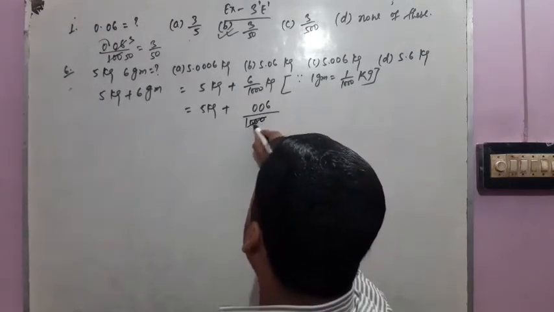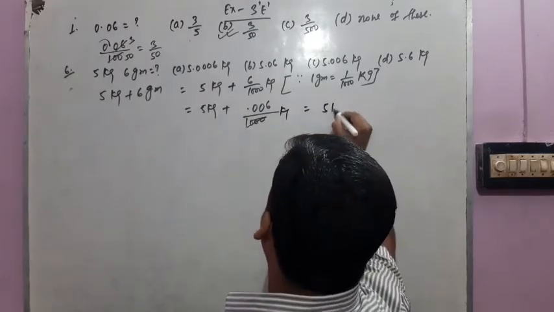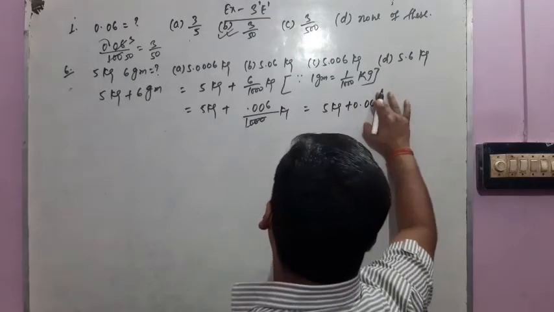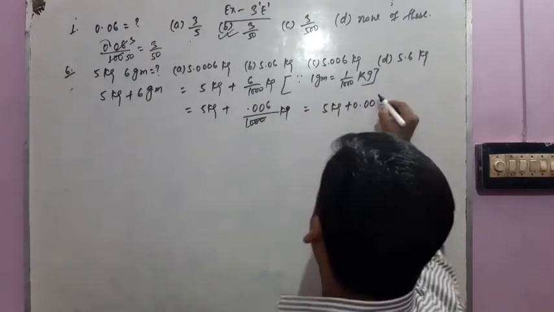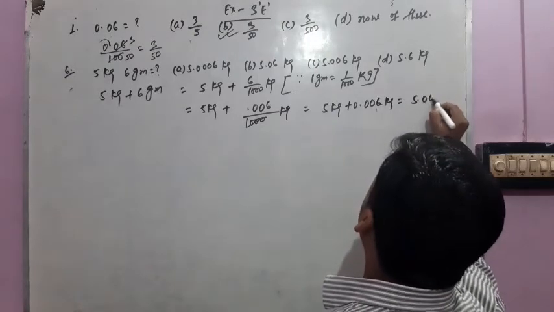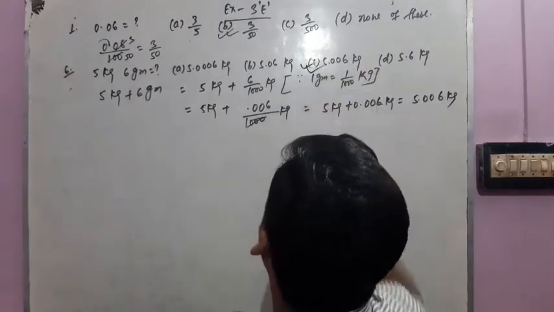Now when we cut the 3 zeros, the result will be a decimal. So 5 kg plus 0.006 kg. The answer will be 5.006 kg, and the correct option is C here.